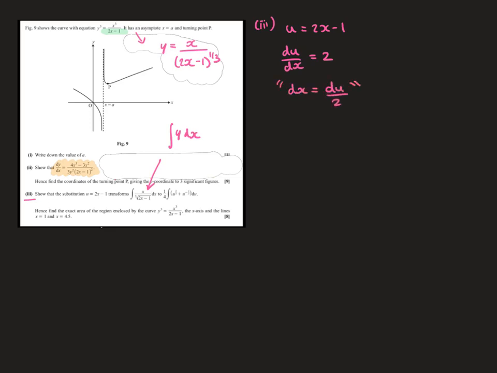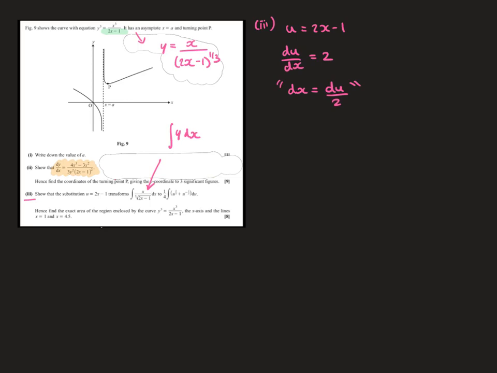So let's move on to the next part of the question, part 3. So we're asked to use a substitution to transform the integral here to this integral here. So notice this is effectively the integral of y with respect to x. So we've taken this equation here and cube rooted both sides to give us the function that's being integrated. So u equals 2x minus 1, du by dx is equal to 2, and then we get dx is equal to du over 2 using the fake rearrangement.